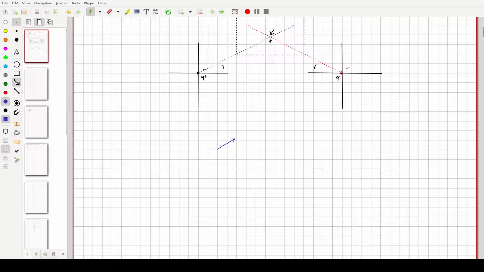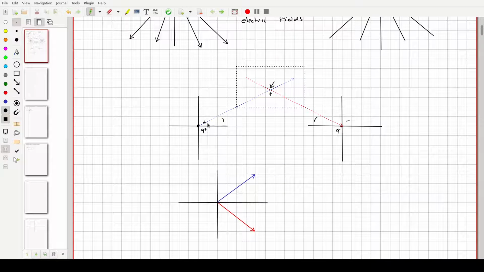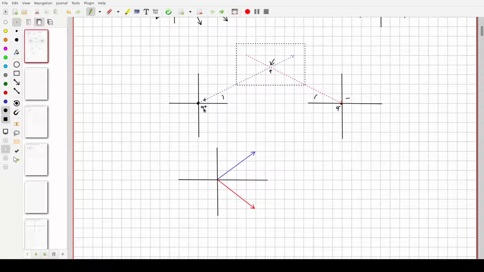So at that point, you have the positive electric field going up like that, and the negative electric field going down like this. I'm going to cut this in half with a line like this. Now let's pretend, just for the sake of argument, that these both have the same magnitude, the same value.